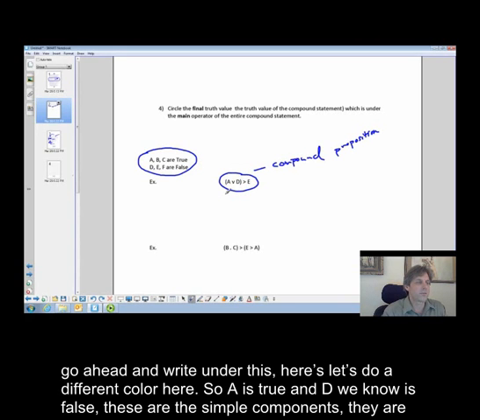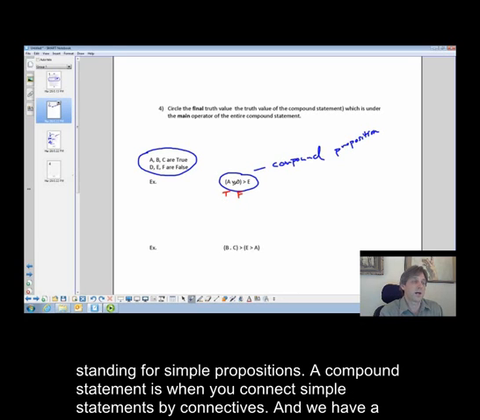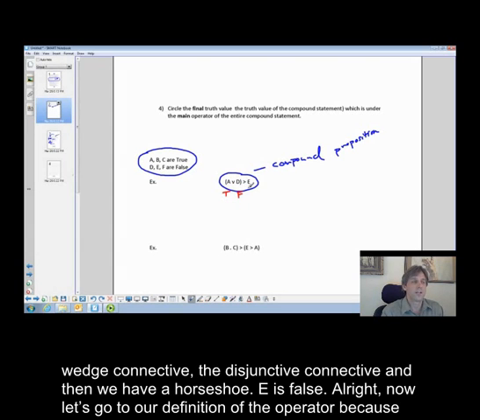So go ahead and write under this. Here, let's do a different color. So A is true, and D we know is false. These are the simple components. They are standing for simple propositions. A compound statement is when you connect simple statements by connectives, and we have a wedge connective, a disjunctive connective, and we have a horseshoe. E is false.